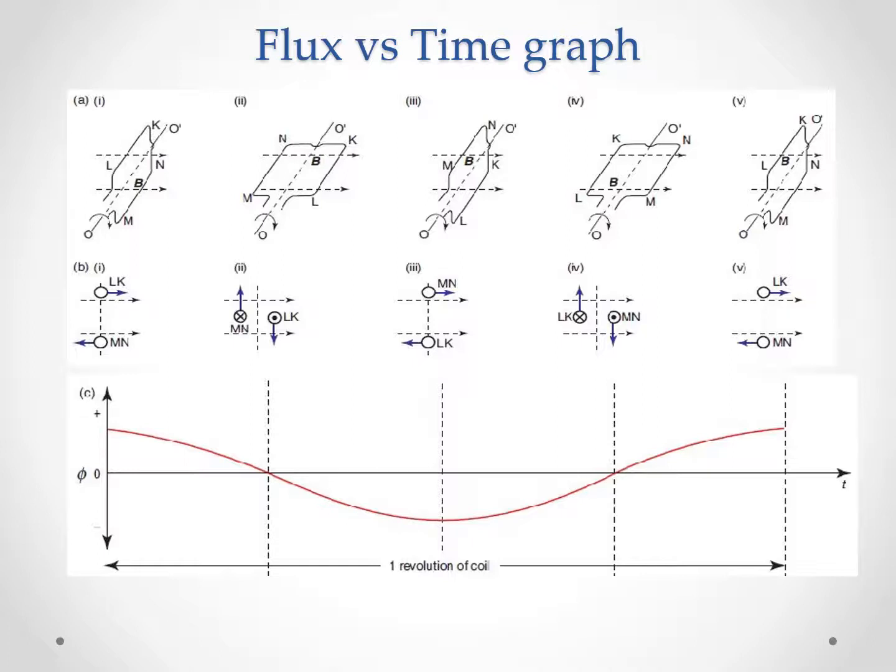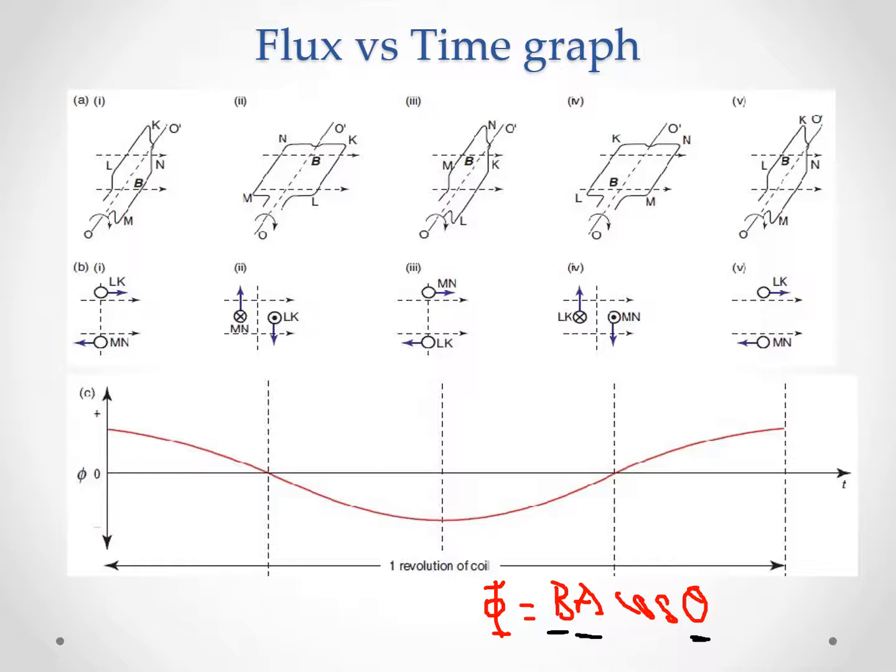So the magnetic flux equation is given by Phi equals B times A cos theta. B is the magnetic field, A is the area vector which points perpendicular to the coil, and theta is the angle between them.